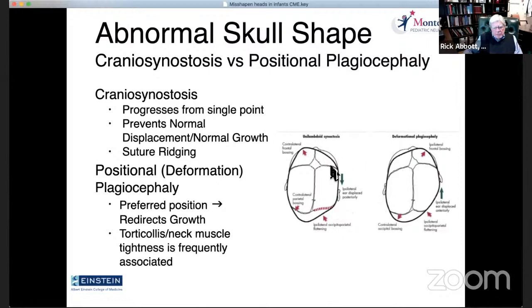In positional or deformational plagiocephaly, there's no limitation to the growth. It's simply displaced. So if one is laying on the back, it's preventing growth in the outward direction in the occipital area. And for that reason, the growth is displaced to the ipsilateral frontal area and the contralateral occipital area, and you end up with a shape that emulates a parallelogram. So quite easy to differentiate the two of these.